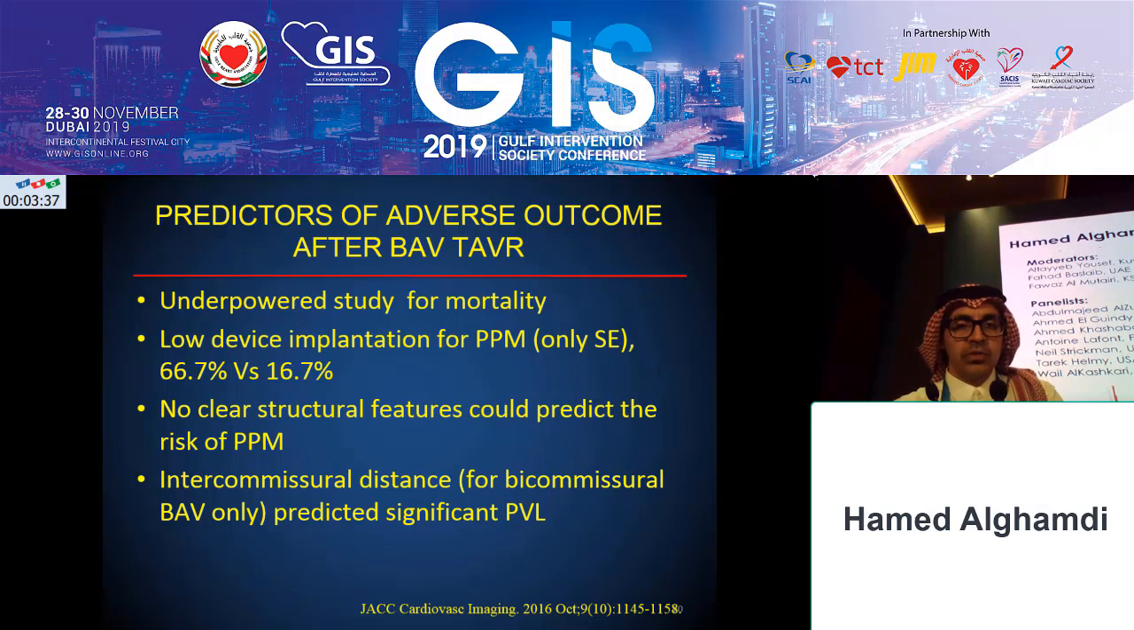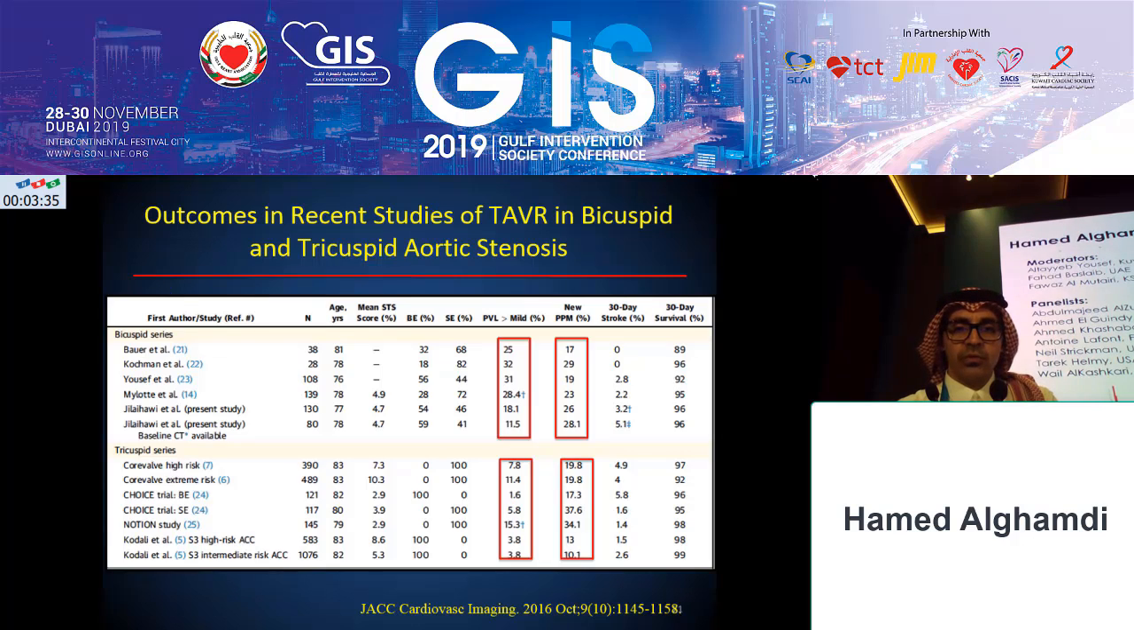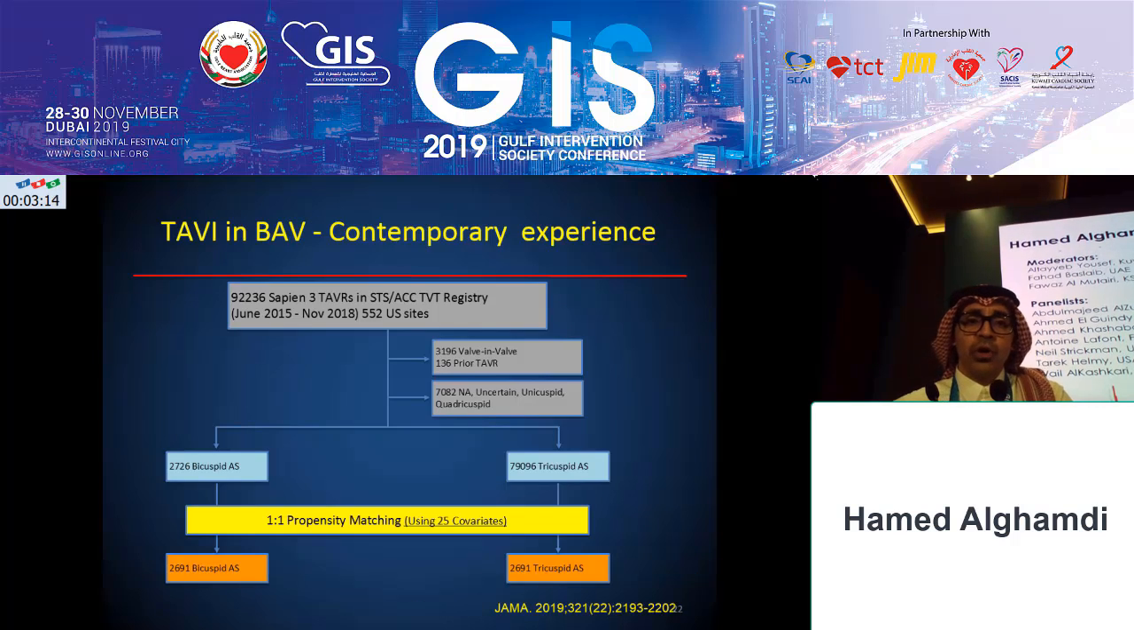Also, they found that the intercommissural distance is a predictor of development of paravalvular leak. This is a quick review, looking at the older series and comparing bicuspid valve to tricuspid valve. Again, the requirement of a new pacemaker or more than mild paravalvular leak is almost similar between bicuspid and tricuspid valve. Moving on to more contemporary experience.